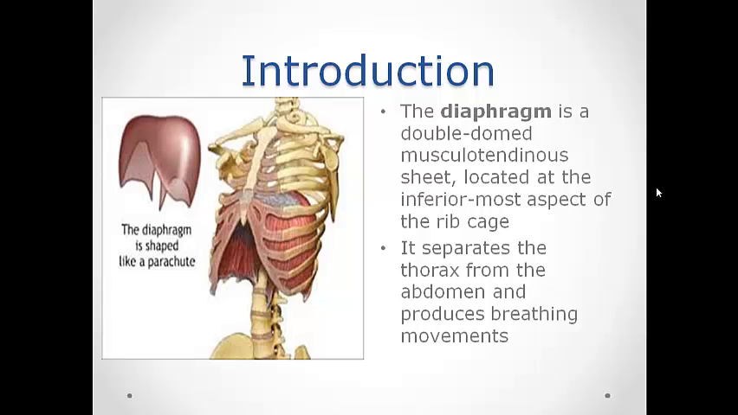Okay, so you can see in the picture how the diaphragm is sort of shaped like a parachute, and when we say double domed, we basically mean that it has two curved sides or two curved parts, and here you can clearly see that it closes off the lower part of the thorax.